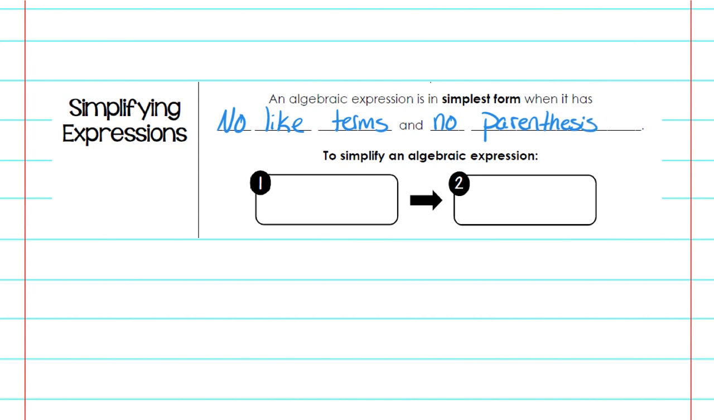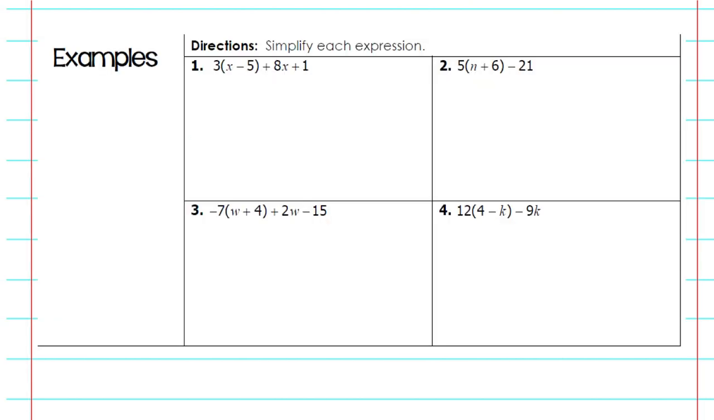So to simplify an algebraic expression, we need to distribute and combine like terms. So here are some examples.